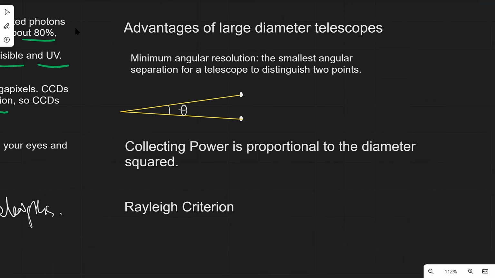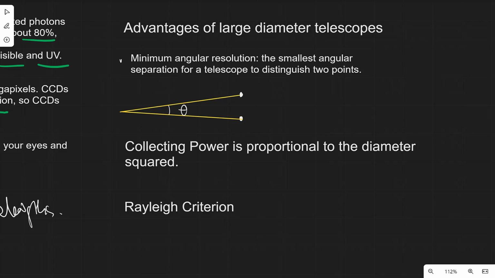So the next point from the specification we're going to be revising is the advantages of large diameter telescopes. Now, in order to do so, we first need to introduce the concept of the minimum angular resolution.